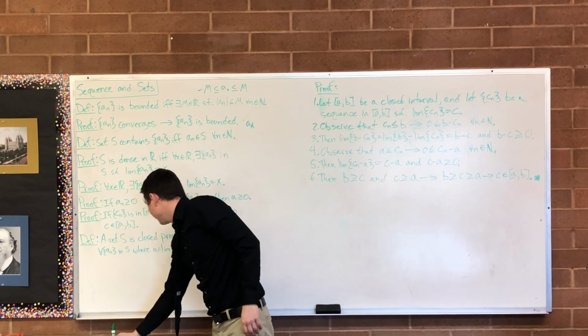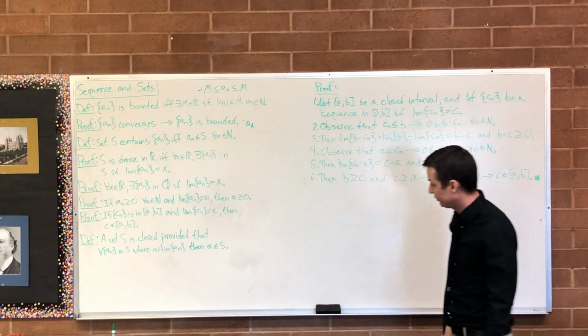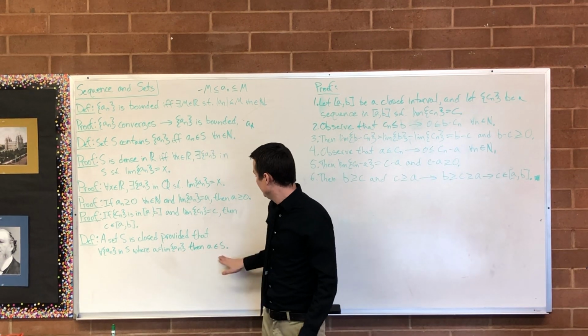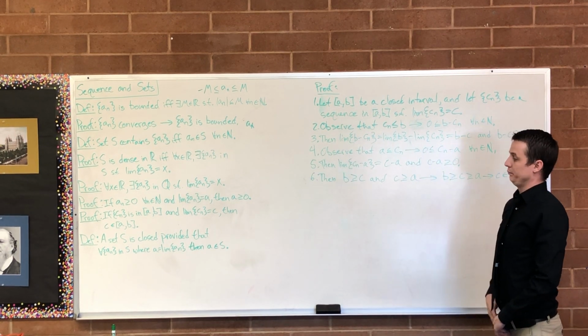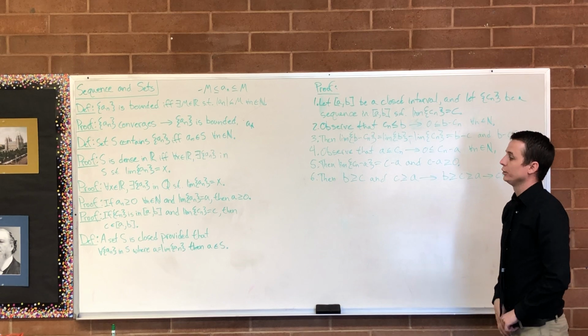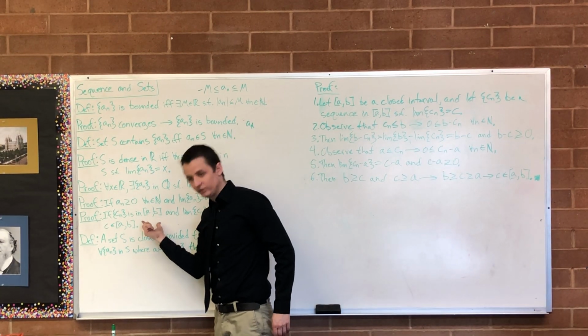Definition: a set S is closed, provided that for all sequences a_n in S, where a is the limit of a_n, then a is in S. Okay, so basically what we just did here is what we mean by a closed set. We just barely proved that every closed interval is a closed set.